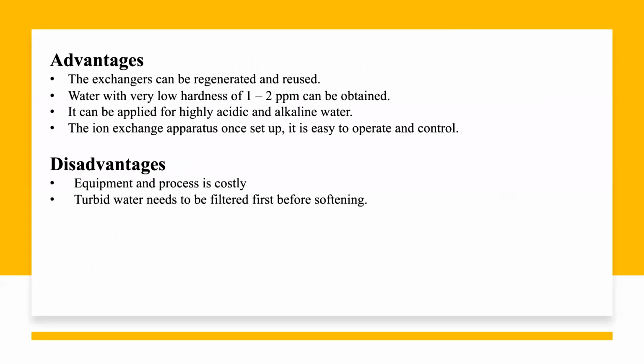And let us know about the advantages and disadvantages of ion exchange process. Here both the cation and anion exchangers can be regenerated and reused. And we get water after the treatment with a very low hardness, say about 1 to 2 ppm. And it can be applied for highly acidic and alkaline water. And the ion exchange apparatus, once set up, is easy to operate and control.